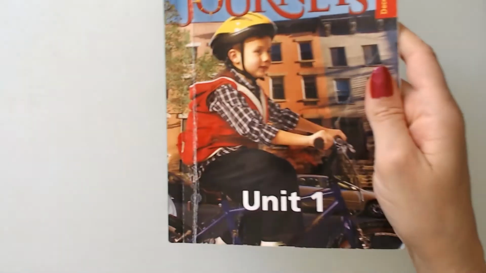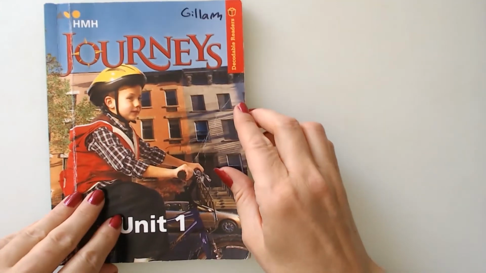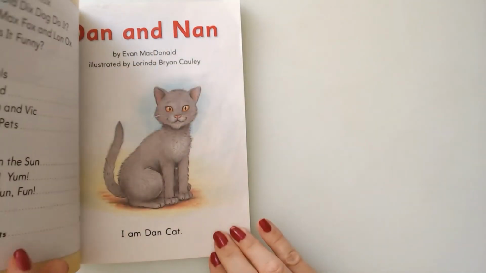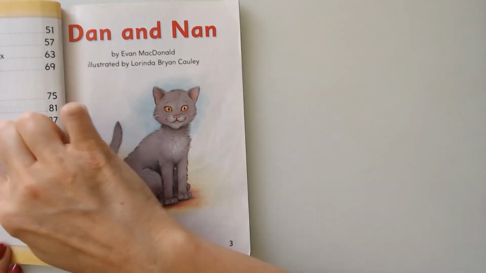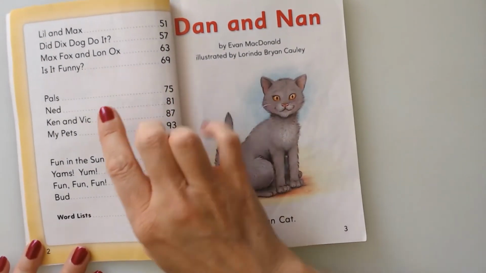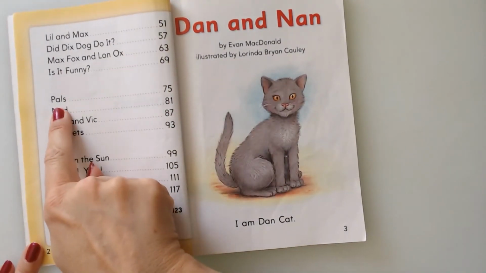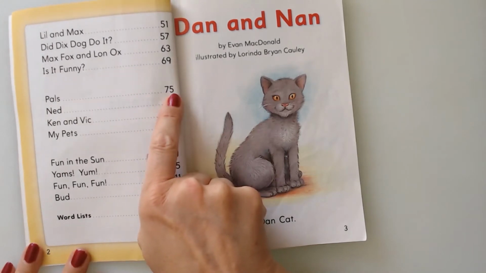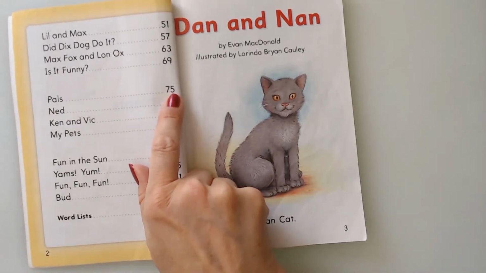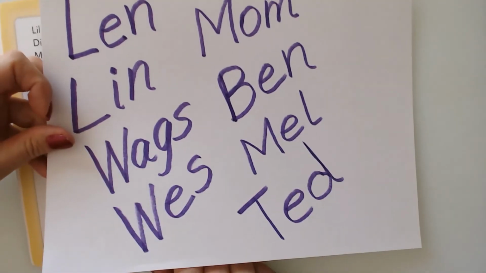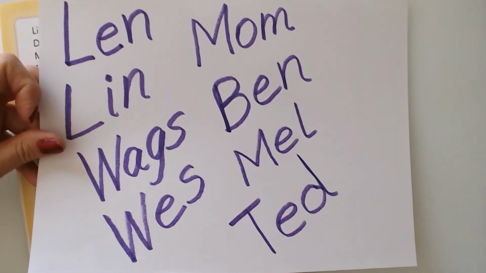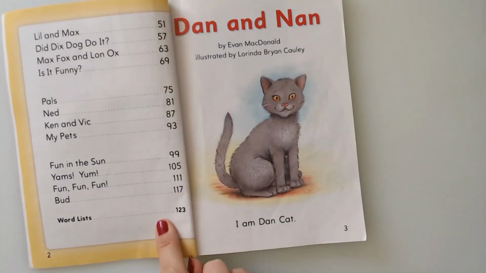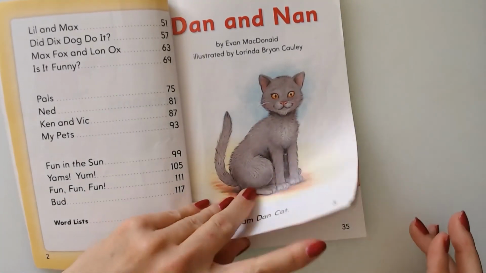Okay, so we're in lesson 4. So I'm going over to the lesson 4 stories. Oops. And the first story says pals on page 75. So I bet all these people are pals. And we learned from our lesson 1 that pals are friends. Let's see what these pals do together.